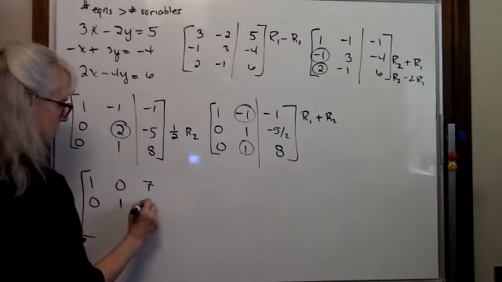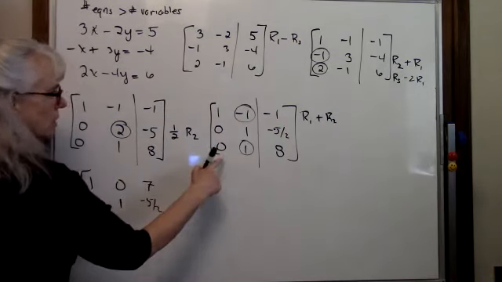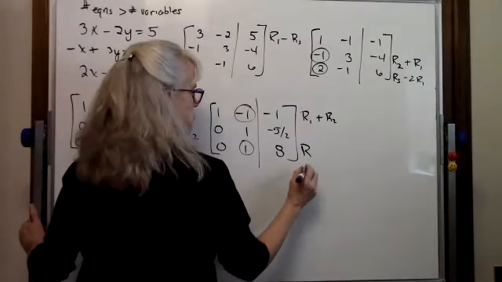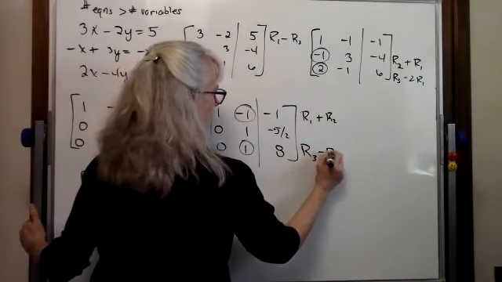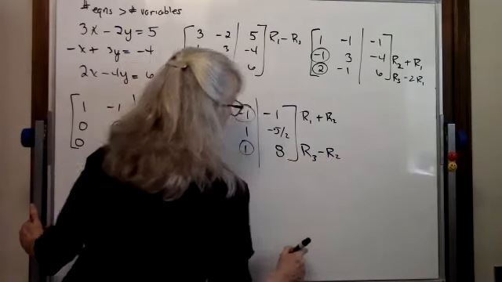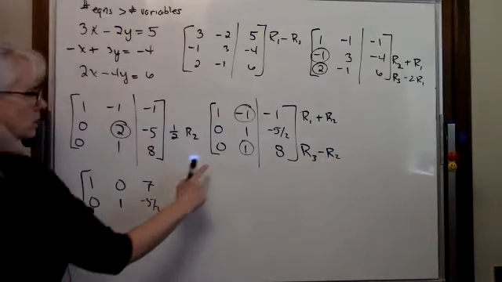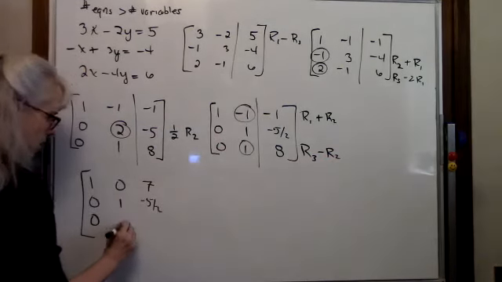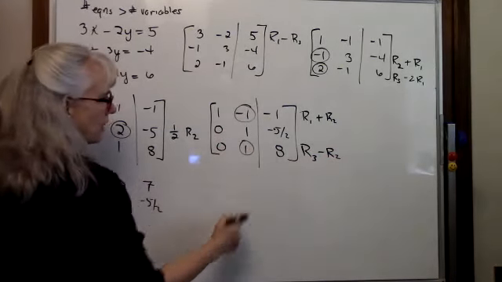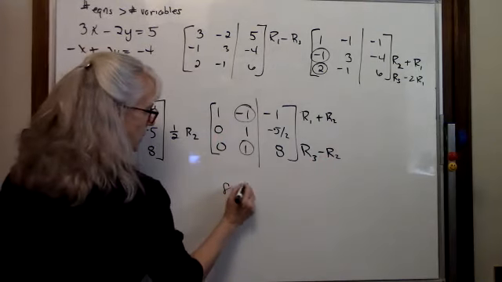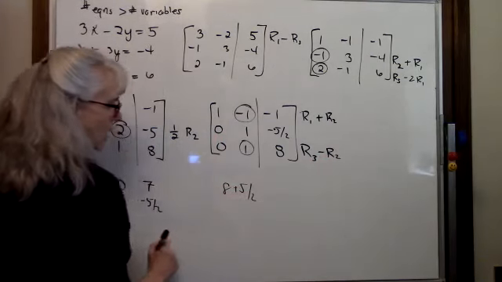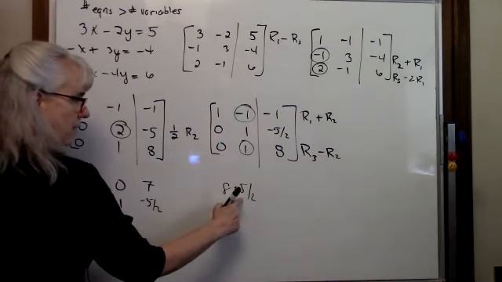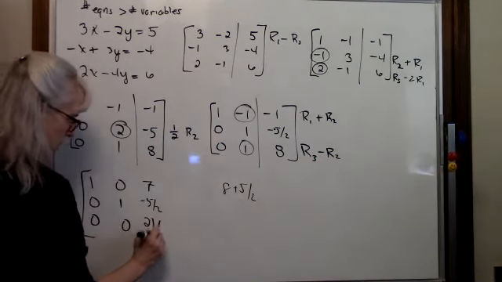Next row's fine. Last row, we need to manipulate it. So we'll take row 3 minus row 2. So 0 minus 0. 1 minus 1. And 8 minus 5 halves. So 8 minus 5, minus a minus 5 halves is going to make that a plus 5 halves. That's 16 halves plus 5 halves would be 21 halves.